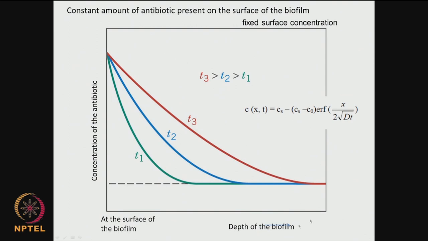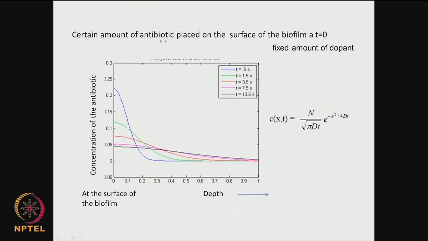Now, it is mathematically represented in this form: concentration is a function of x and t, where Cs is the concentration at the surface. Okay. Constant surface concentration actually, and this is how it is given. The relationship is given like this, okay, where D is the diffusion coefficient, t is the time, x is the depth. Now, you can have another situation, okay, where a certain amount of antibiotic is placed on the surface of the biofilm at time equal to 0, that is, a fixed amount of dopant.